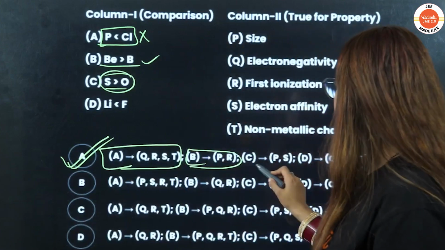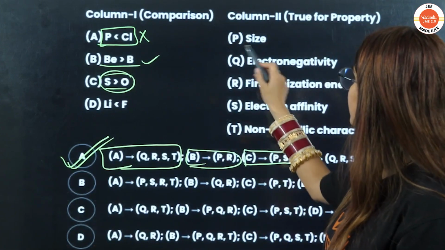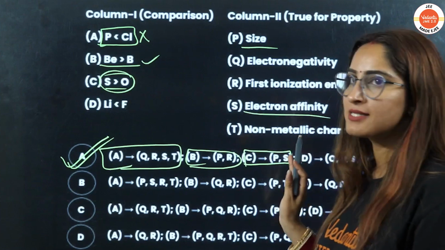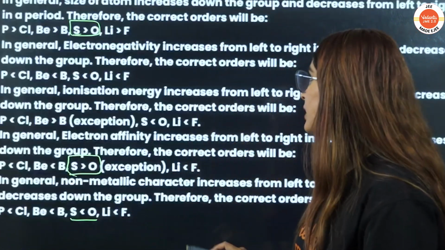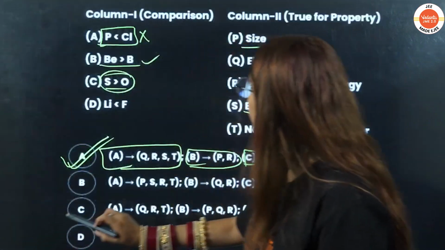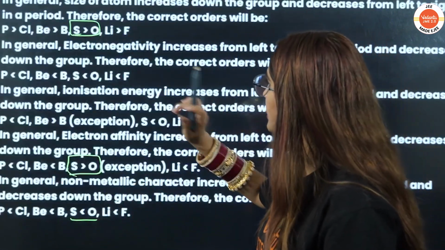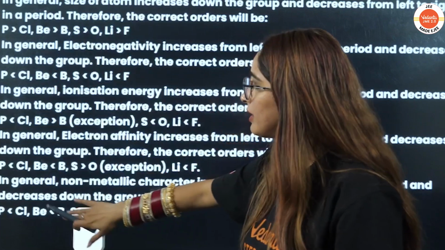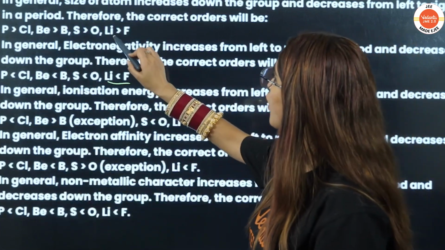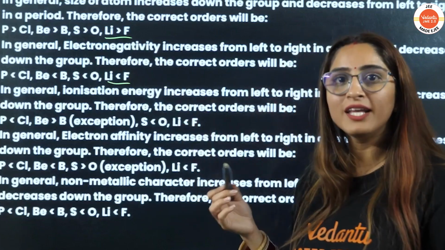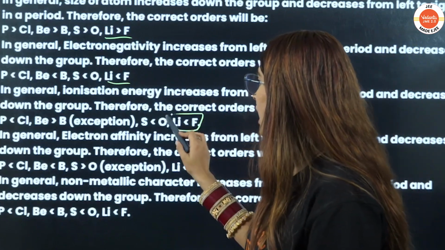Now, next, that is why only C, P and S are right. P and S means size and electron affinity is right. For lithium and fluorine, you can see that here they are saying that lithium should be less than fluorine. In this case, if you talk about lithium and fluorine, definitely the electronegativity of fluorine is greater. But if you talk about size, lithium is greater. Fluorine is the smallest, right? From there only you can get an idea.